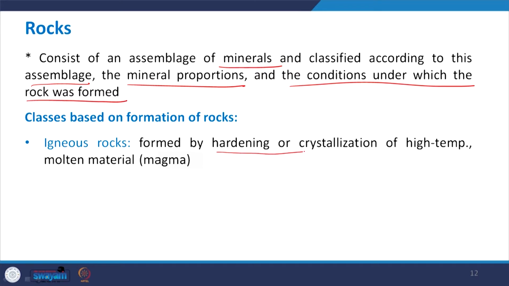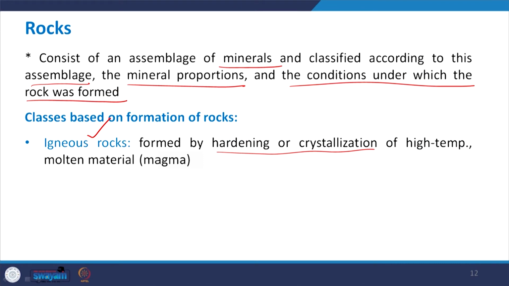So, the first class deals with the igneous rocks. These are formed by hardening or the crystallization of hot molten material, so, magma. Okay. So, when this erupts, it just goes all around on the surface inside the earth's crust. Then over a period of many years, it cools down, giving rise to igneous rocks.